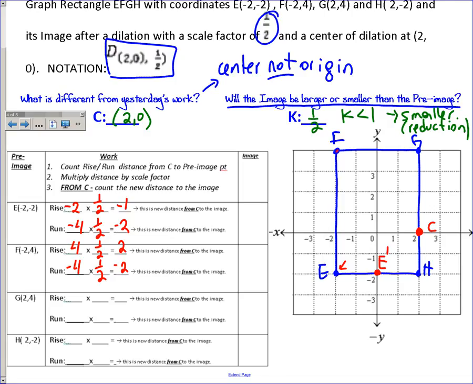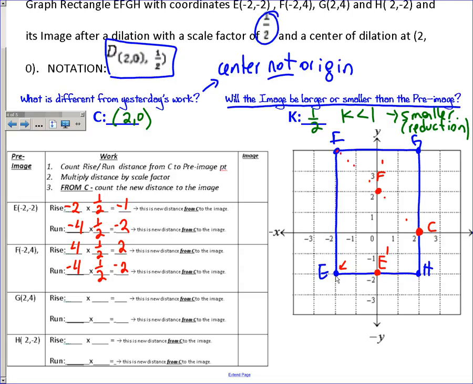From C, my rise is positive 2, up 2, and my run is negative 2, left 2. So there's going to be F prime. Now, as you're doing this, I want you to keep in mind what we talked about yesterday. The center of dilation, the pre-image and the image all have to be collinear.